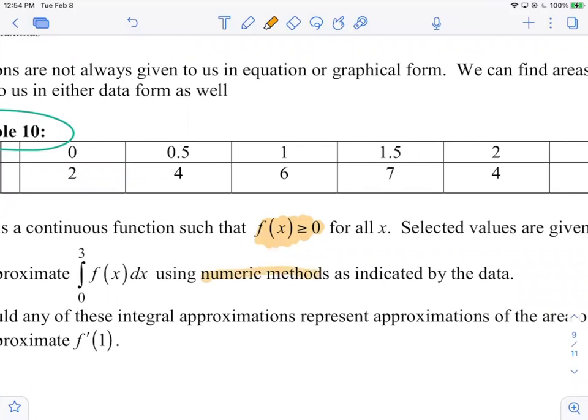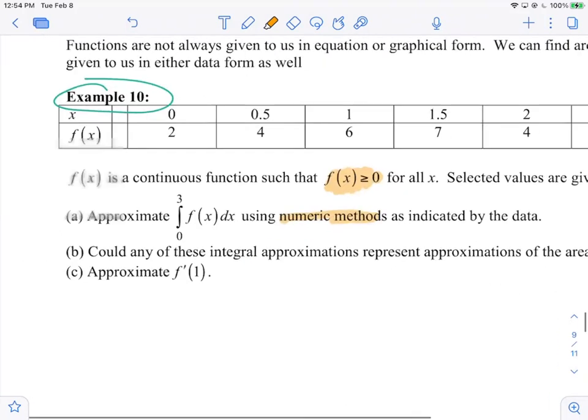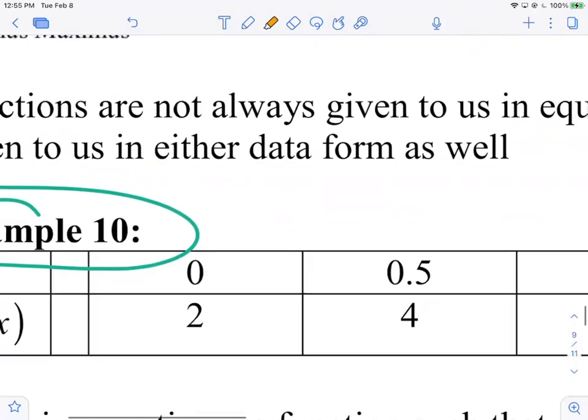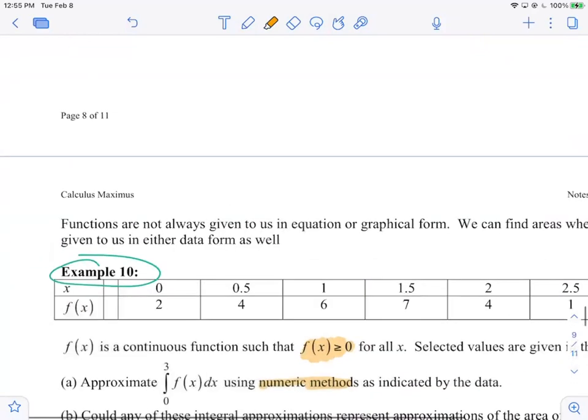So it won't be that vague. It won't say just use numeric methods. It'll say using a left Riemann sum, using a right Riemann sum, or using a trapezoidal sum, or it could even say using a midpoint sum. We're going to practice all of them so that we'll be ready for any of them. Now, the first thing you want to do when you're asked to find that is go up to the top and calculate your delta x all the way across. So here's how you can do it.